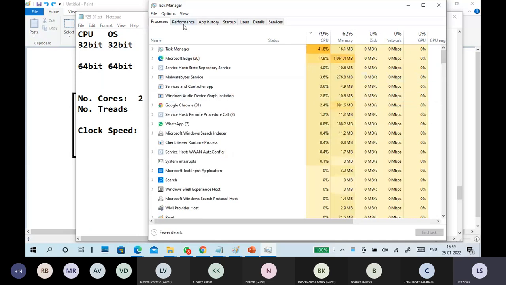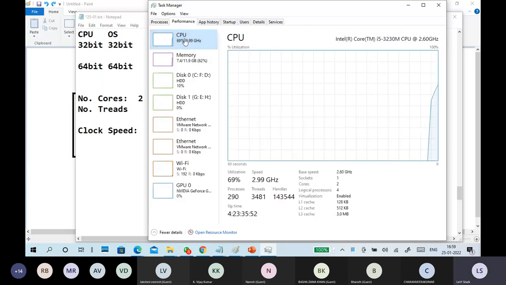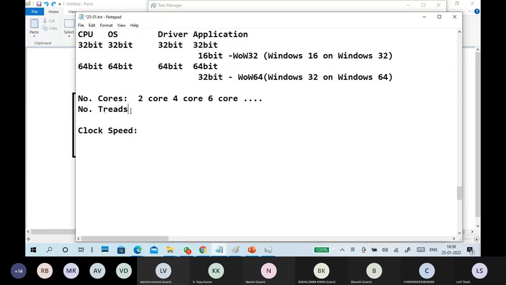See, I'm showing the performance tab for the CPU only. Clock speed is 2.6 gigahertz. One socket means a single processor. Cores are 2, logical processors are 4. Mine is a 2-core processor, but logical processors are 4. Clock speed is 2.6 gigahertz.